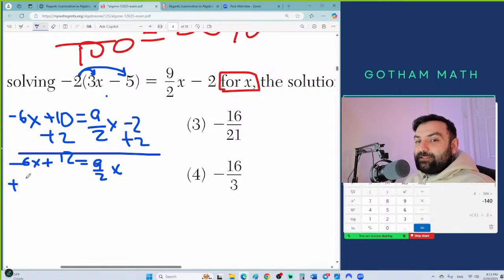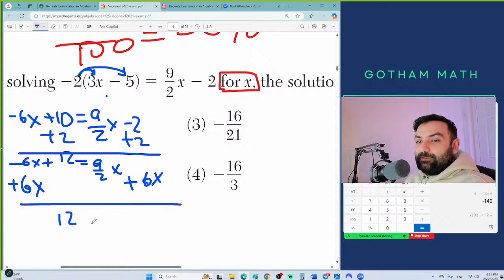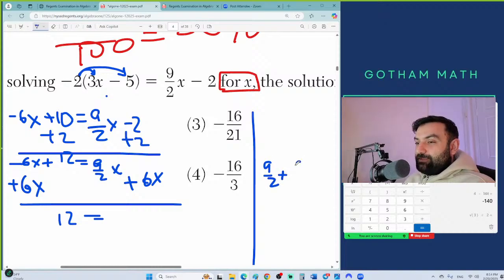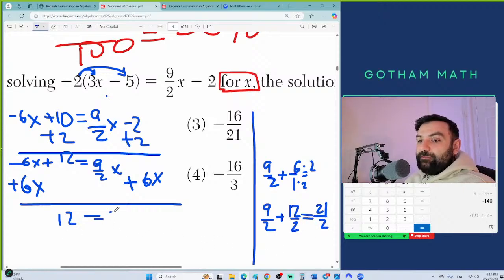I'm going to add 6x to both sides. It's going to be 12 equals 9 over 2 plus 6 times x. On the side here, I'm going to do 9 over 2 plus 6 over 1, which is, I can multiply by 2 top and bottom, and I have 9 over 2 plus 12 over 2, which is 21 over 2. So it's going to be 12 equals 21 over 2x.